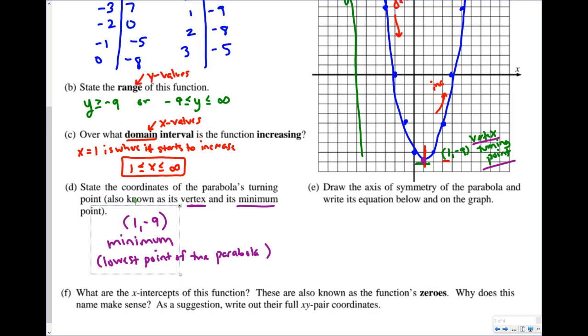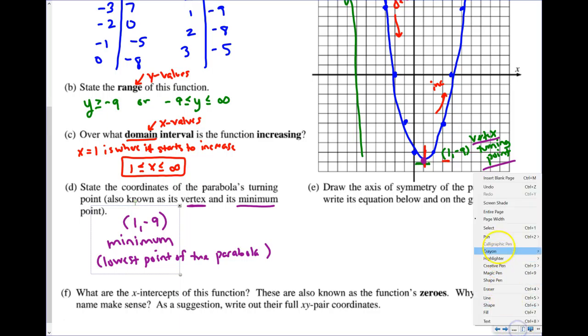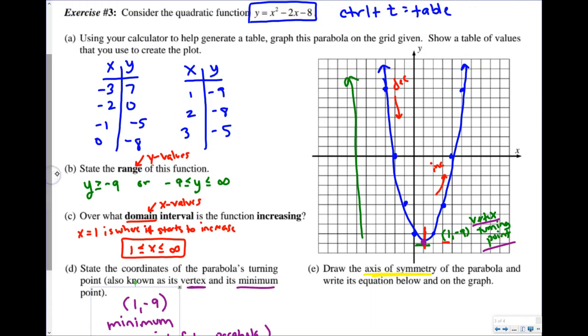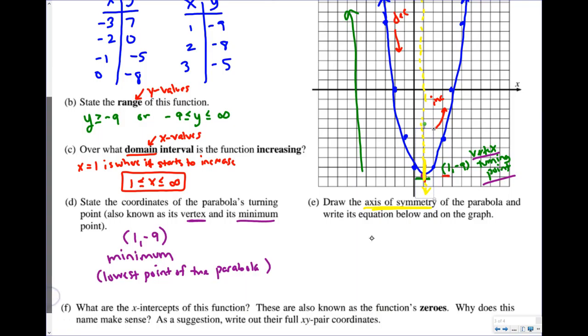Letter E says, draw the axis of symmetry. What the heck is an axis of symmetry? Well, an axis of symmetry, I'm going to do it in yellow, is the line that goes straight through the vertex. So right here is your axis of symmetry. I'm going to draw it, and it's usually drawn as a dotted line with arrows. So this is your axis of symmetry, and its equation would be x equals 1.